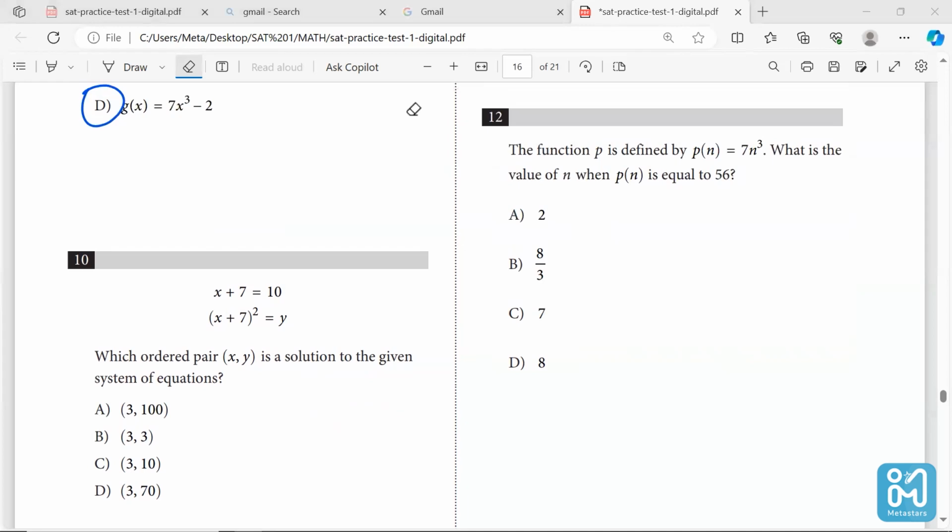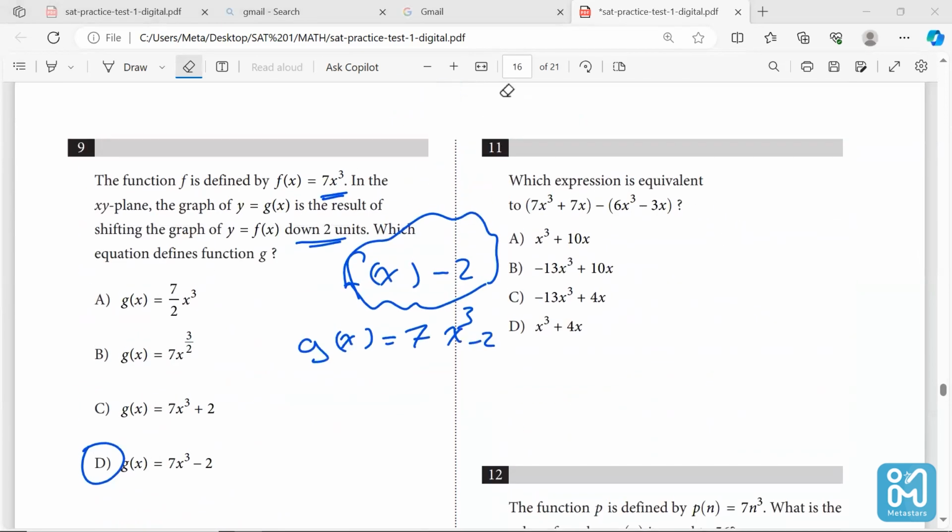Okay. Let's see question 11. Question 11, I need to expand this one here. Yeah, Mira, thank you so much, Mira.